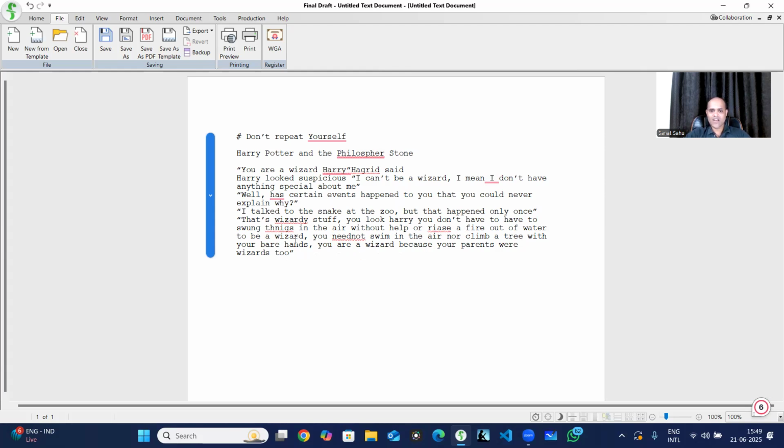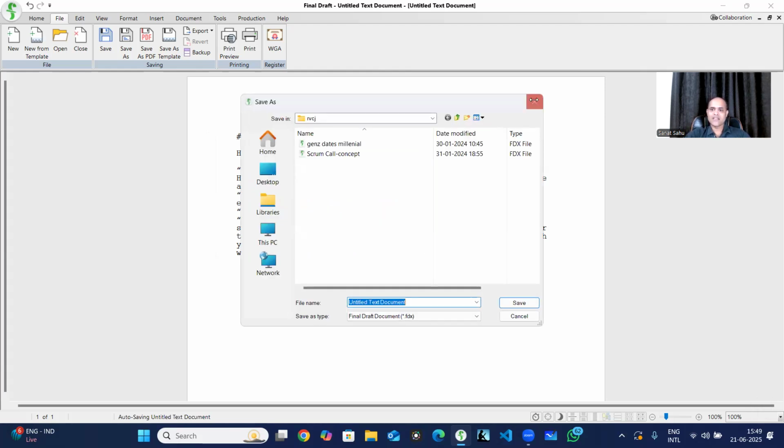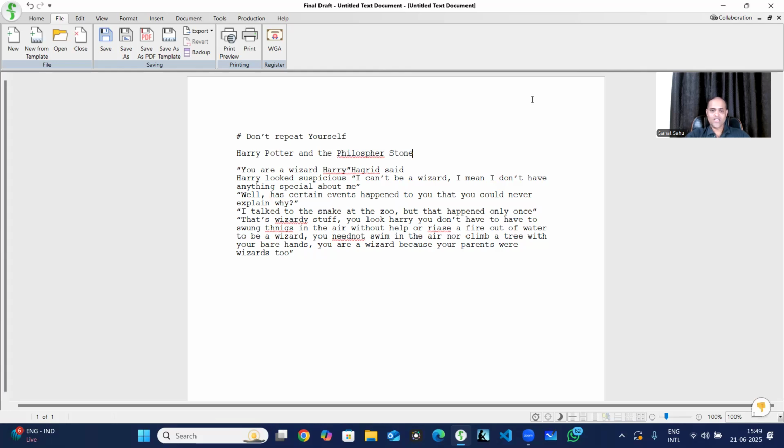Now, these four lines. He has already asked if there is something suspicious you have done that you couldn't explain. Then he said that he talked to a snake because they went to the zoo, and the snake came out of the zoo, and his cousin was left inside the zoo, right? So this event itself explains that Harry is a wizard. But then the writer writes this line to explain more, right? So this you can avoid.